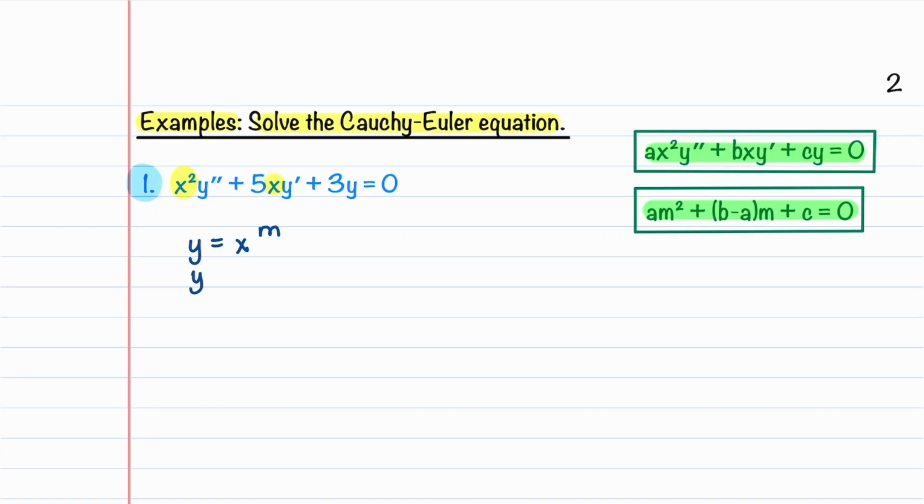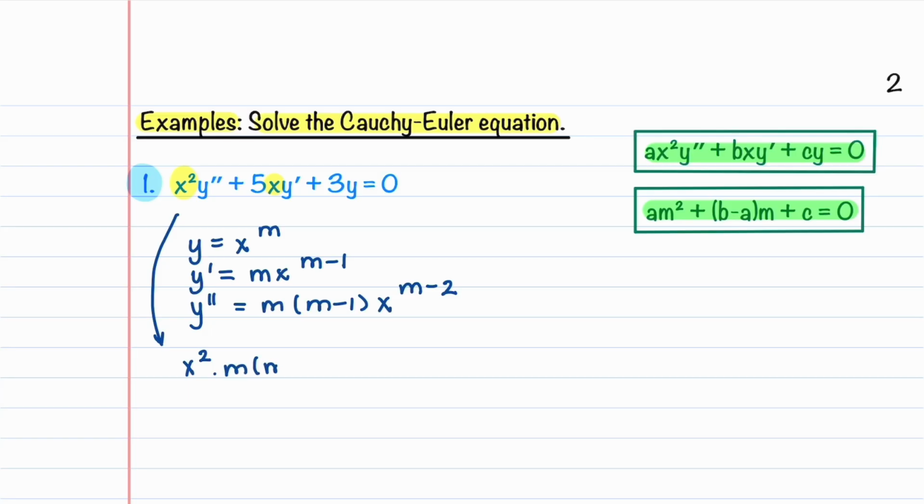Y prime is m times x to the m minus 1. M is a constant. And then y double prime is m times m minus 1 times x to the m minus 2. Now our equation becomes x squared times y double prime, which is m times m minus 1, x to the m minus 2, plus 5x times y prime, which is m times x to the m minus 1, and then we add on 3 times y, which is x to the m, and set that equal to 0.